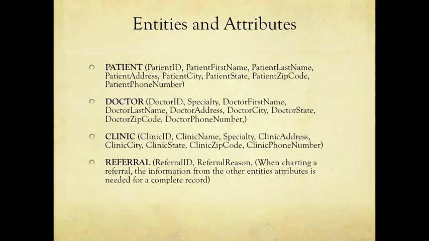This is a list of our entities and attributes. The main entities are patient, doctor, clinic, and referral. This is all illustrated with all corresponding relationships and primary keys in my database that is available to view in the forum.